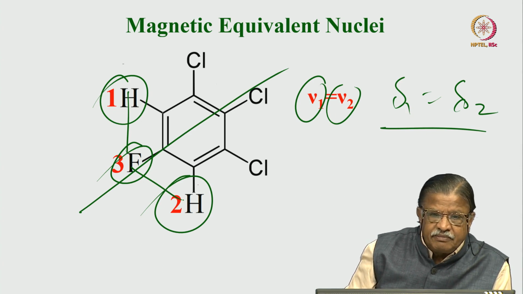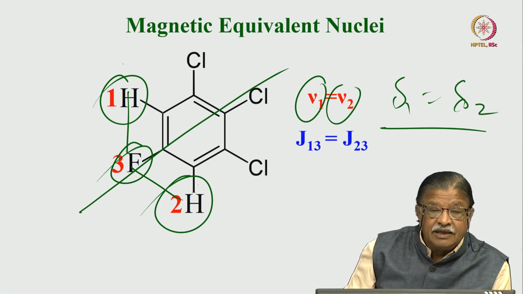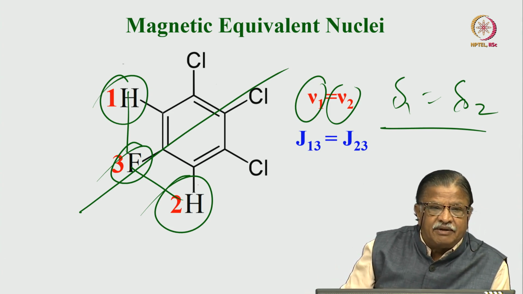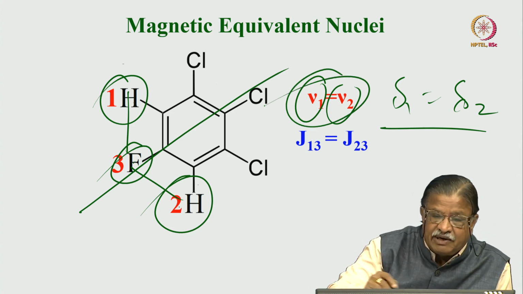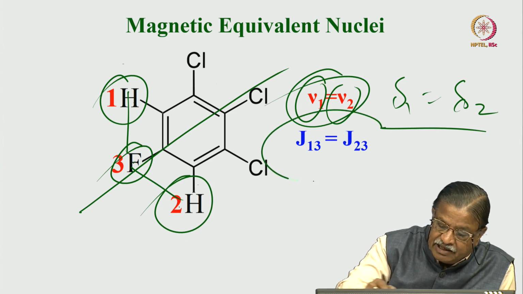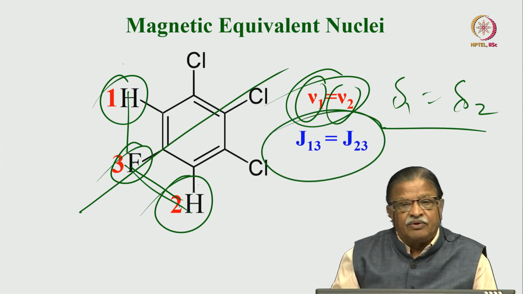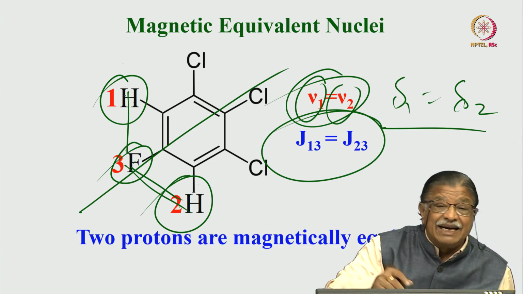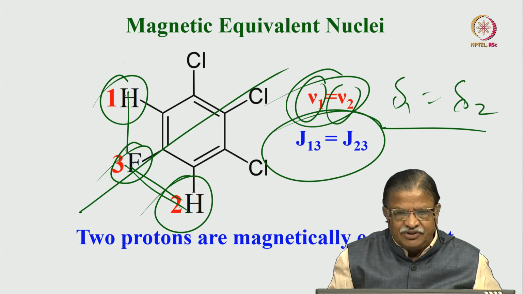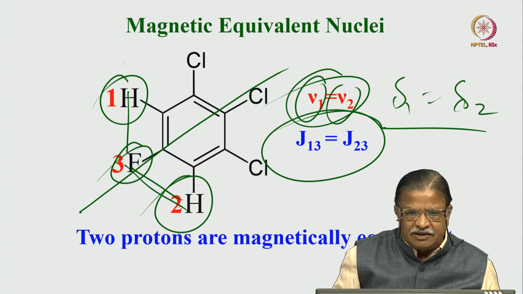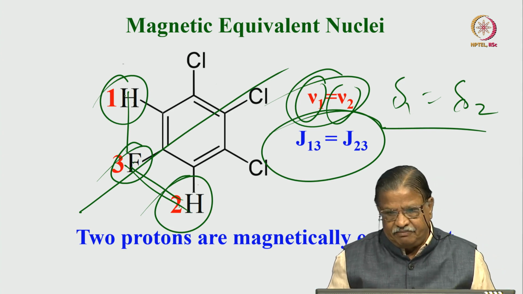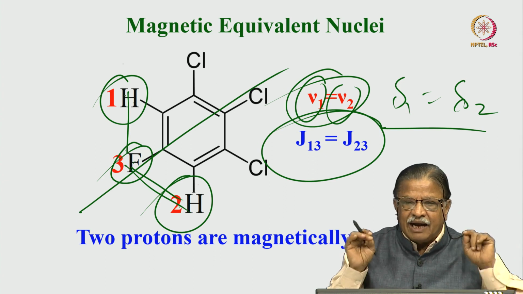It is possible, in which case J13 is also equal to J23 in this molecule because there is perfect symmetry. The 1,3 coupling is also equal to the 2,3 coupling. Not only are the chemical shifts the same, delta 1 equal to delta 2, J13 is also equal to J23. That means the 2 protons are magnetically equivalent. Not only are they chemically equivalent, they are also magnetically equivalent because the couplings are the same. So this is the condition for magnetic equivalence.